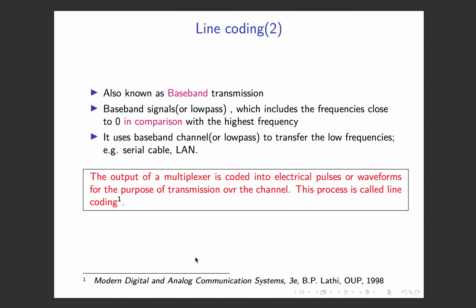If you want to know the formal definition of line coding, there is a multiplexer, a purely hardware arrangement, which takes the binary data stream from the sender side and gives some electric pulses or waveforms, and that is fed into the channel to transmit. Whatever happens inside the multiplexer is called line coding. I mean, we are taking some data and coding it into some waveforms. That's where the term line coding came from.